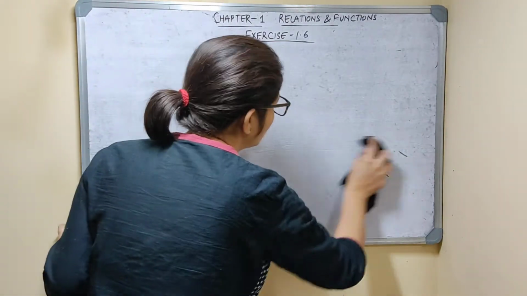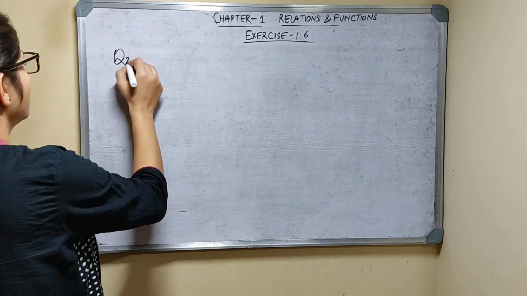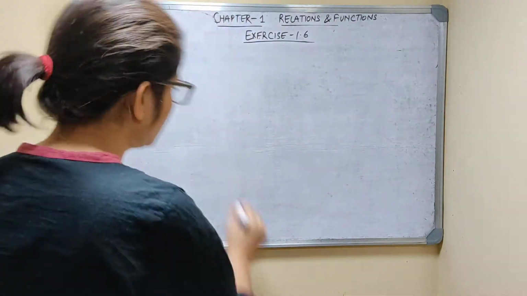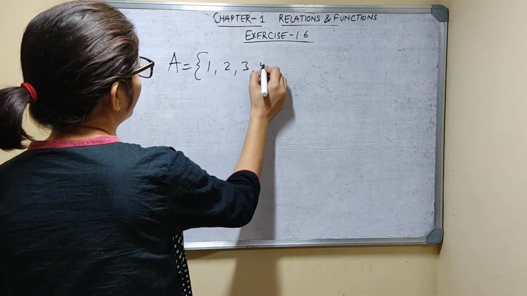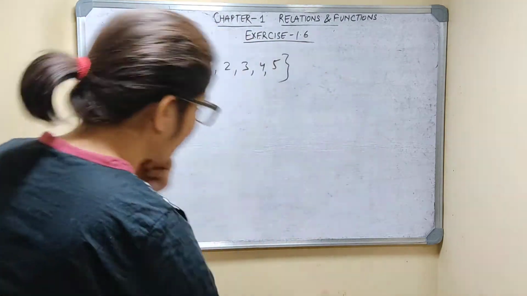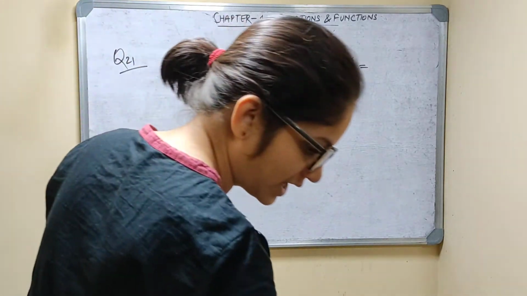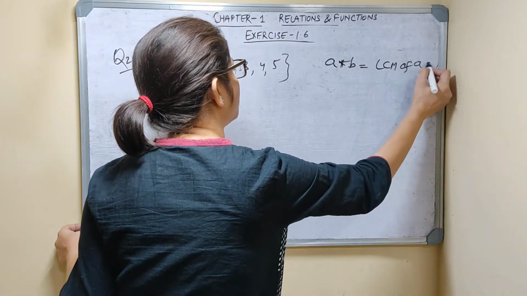Okay. Now 21st question. Question number 21. Let strict be defined on the set {1, 2, 3, 4, 5}. Let's say this set is A. Five elements are given. So a binary operation is defined, A strict B, which is the LCM of A and B.